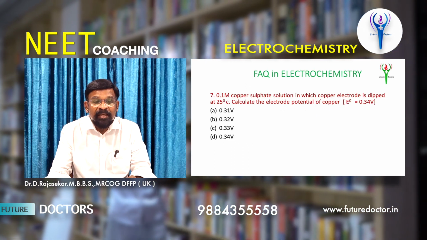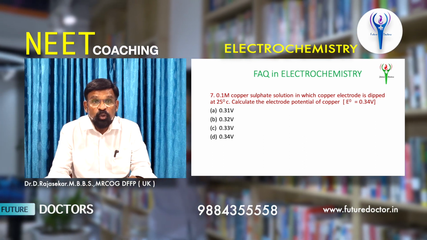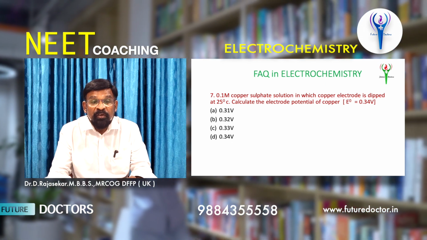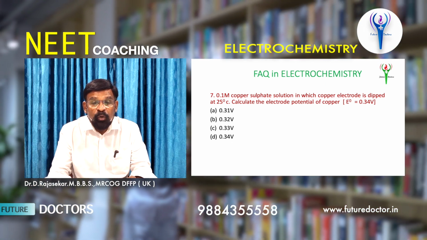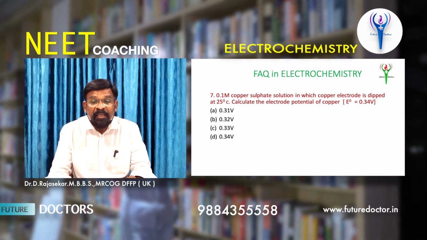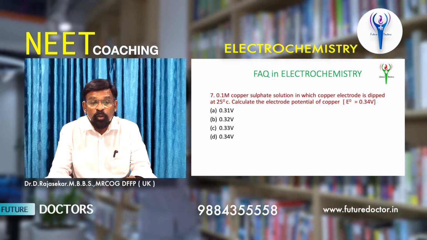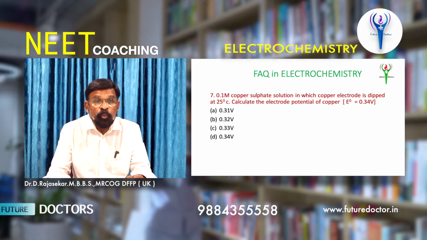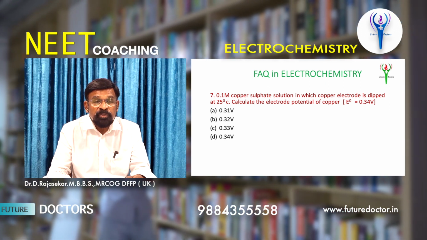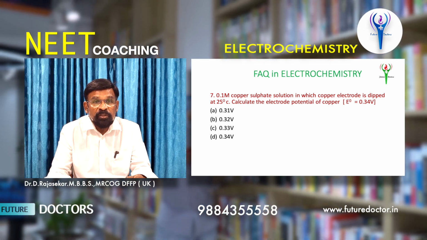Last question for the day is the 7th question. A 0.1 M copper sulfate solution in which a copper electrode is dipped at 25 degrees centigrade. Calculate the electrode potential of copper (E0 is equal to 0.34 V). Option A, 0.31 V; option B, 0.32 V; option C, 0.33 V; option D, 0.34 V.